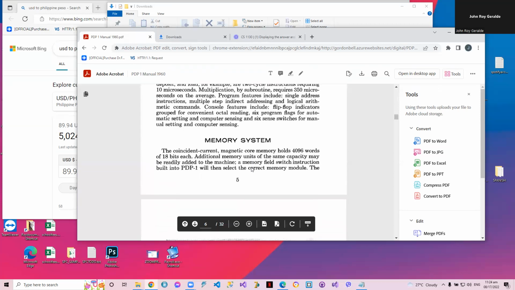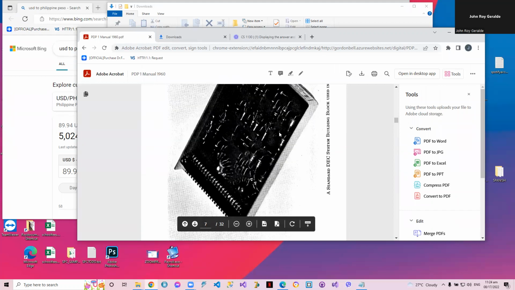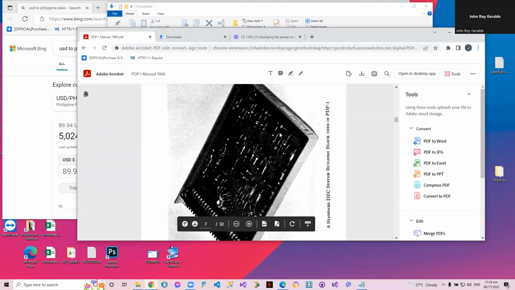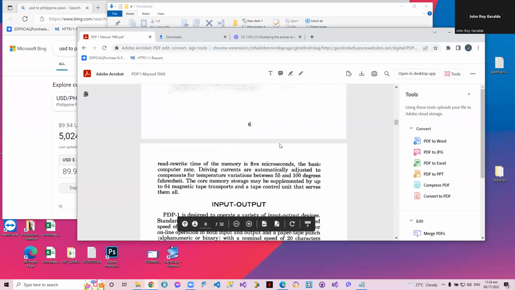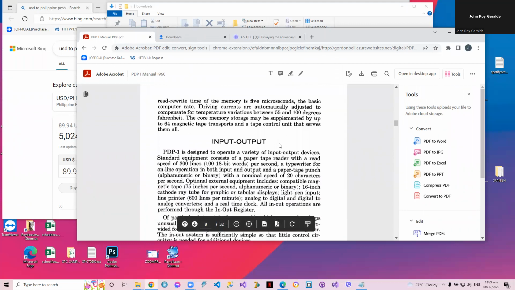Okay? Now, the memory is 4096 words or 4 kilowords of 18 bits each. Okay, and sometimes additional memory capacity may be added to the PDP-1 machine, like in our modern computers nowadays. Okay, it's composed of blocks, no? Like nowadays, we have components. They are then called blocks, no?